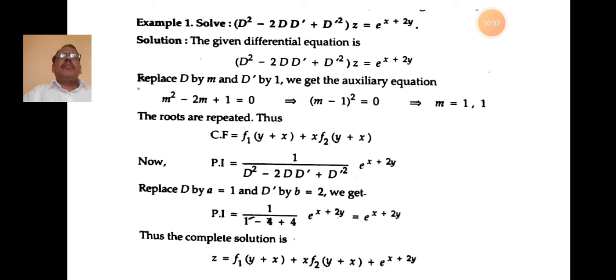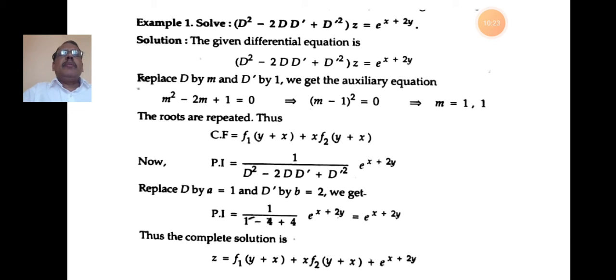Solve (D square minus 2DD' plus D' whole square) z is equal to e to the power of (x plus 2y). You observe that the given equation is a homogeneous differential equation.